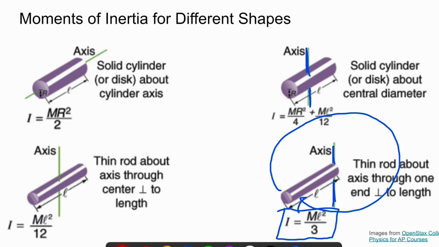And now this will take our mass times L, which is our new radius, right? Really, L is our distance away from the axis of rotation. And so if we take mass times L squared over 3, that gives us our moment of inertia there. So we've got a bunch of different moments of inertia for different shapes, and we're going to play around with these as we go through different problems.